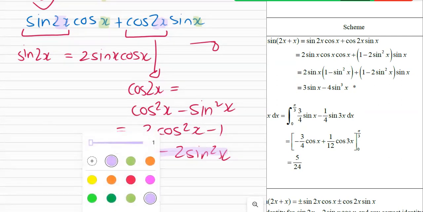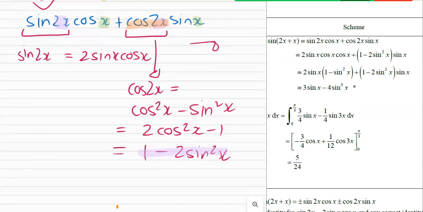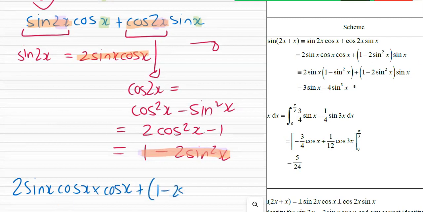So what I'm doing is basically wherever I see cos 2x, I'm instead putting this. So sine 2x is 2 sine x cos x now. The cos x is still there, plus 1 minus 2 sine squared x, and that sine x was already there. So this is what we've got now.